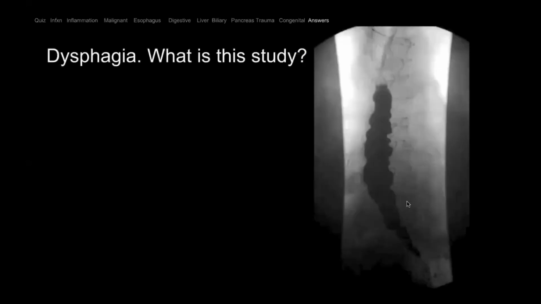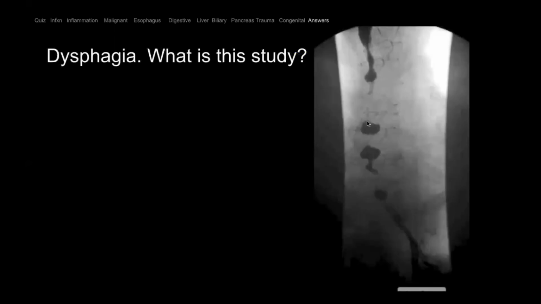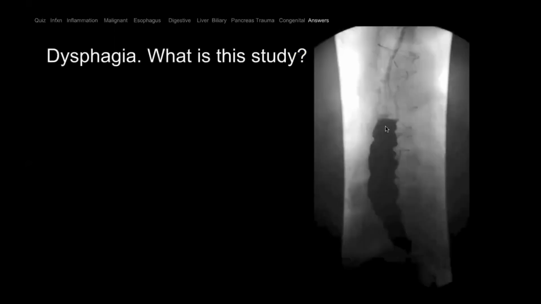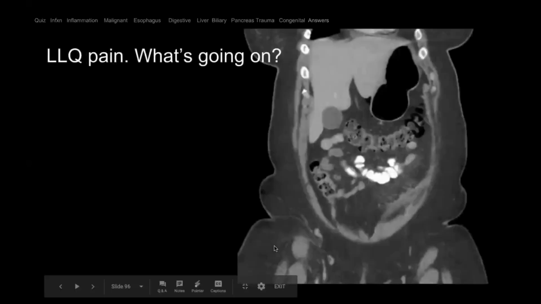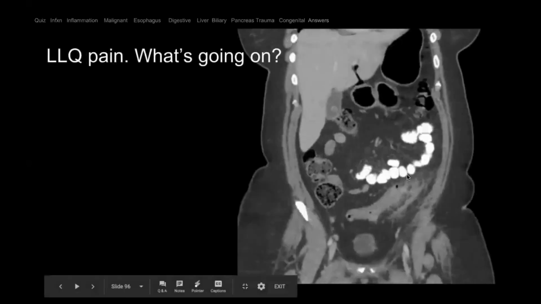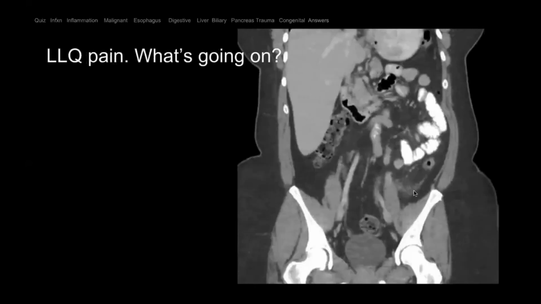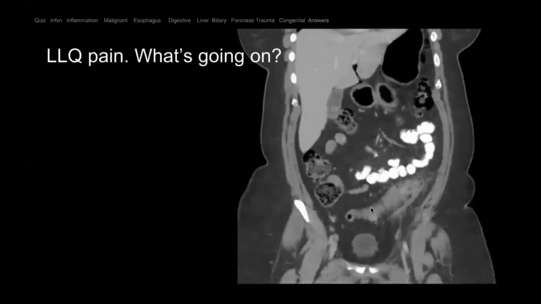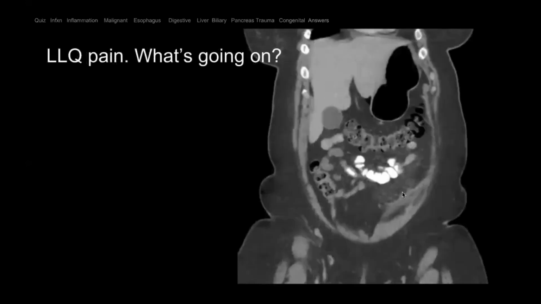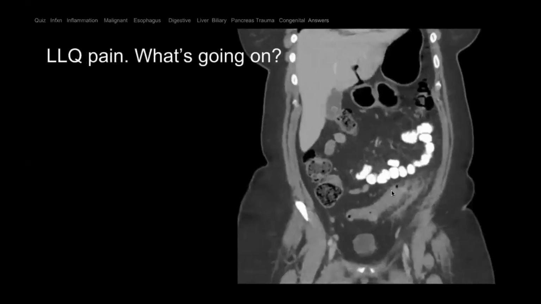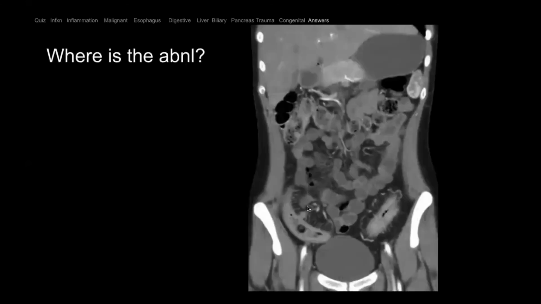So to close our lecture, this is an esophagram, and we see there's abnormal contractions consistent with dysmotility. Left lower quadrant pain, this is a patient with diverticulosis, and this is complicated by diverticulitis, and there's abnormal stranding. There's also ovarian cysts.